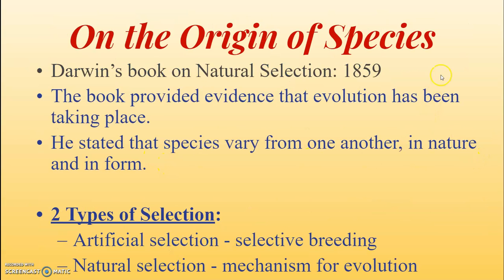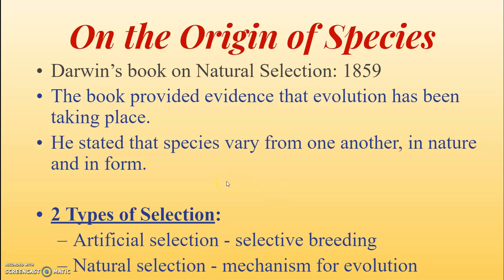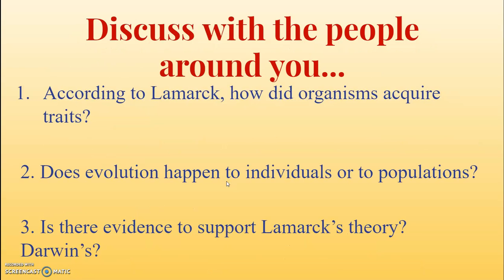Darwin did write a book on natural selection in 1859. The book provided evidence that evolution has been taking place, and he stated that species vary from one to another in nature and in form. And so he also identified two different types of selection: artificial selection, which is selective breeding, and natural selection, which is the mechanism of evolution that we've been talking about.